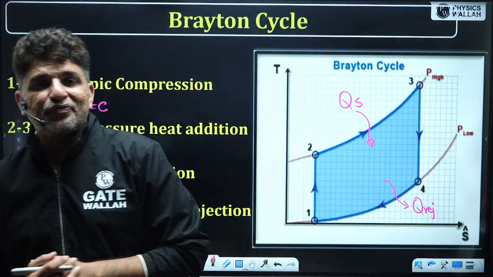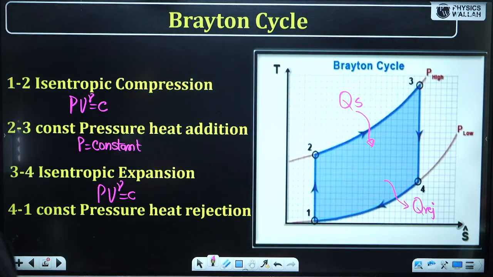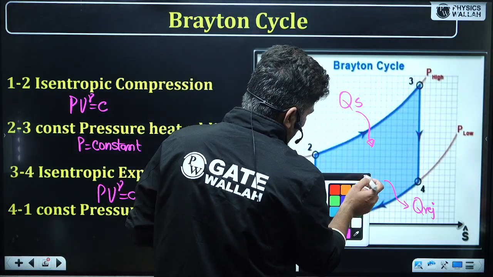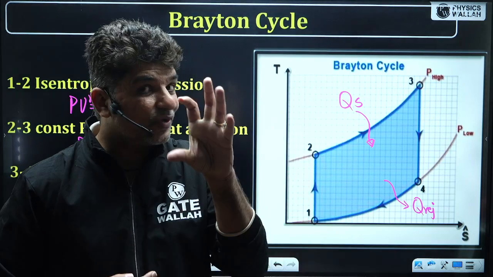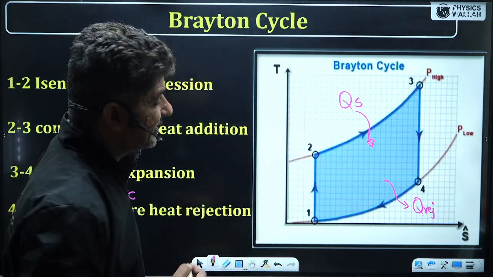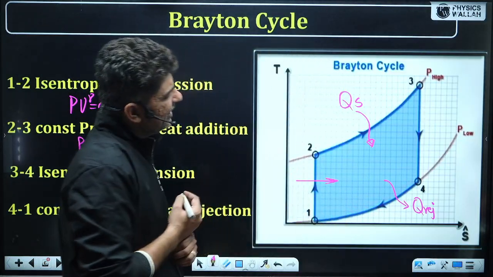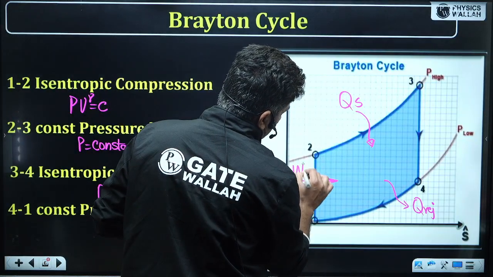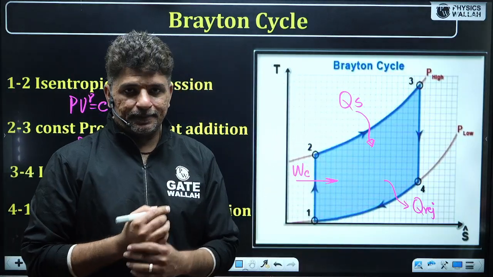So if you see over here, there are 4 processes. These 4 processes happen in 4 devices. So the first process, 1 to 2, happens in a device called the compressor. And when we do the analysis, we will see that there has to be work provided to compress air. This is called the work of compressor.